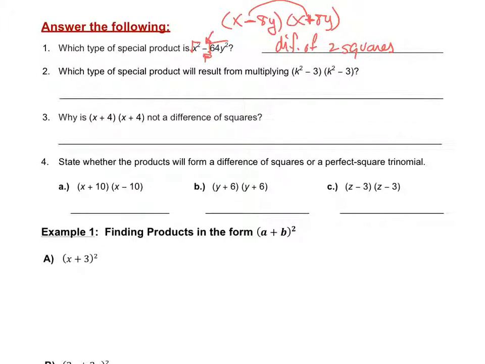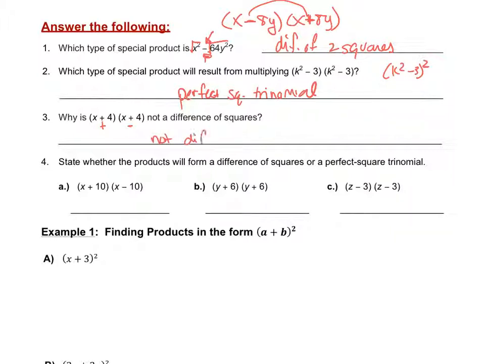Which type of product will result from multiplying a binomial times itself? This is like k minus 3 squared. Well, it's not difference of two squares, so therefore we'll end with a perfect square trinomial. Why is x plus 4 times x plus 4 not a difference of two squares? Well, first of all, they don't have different signs. One's a plus and one's a minus. That's one reason.